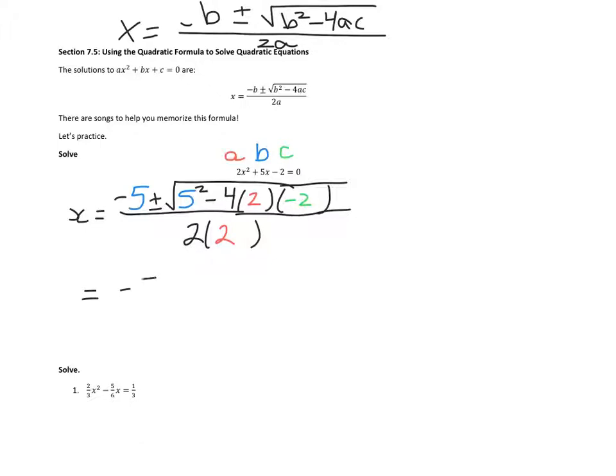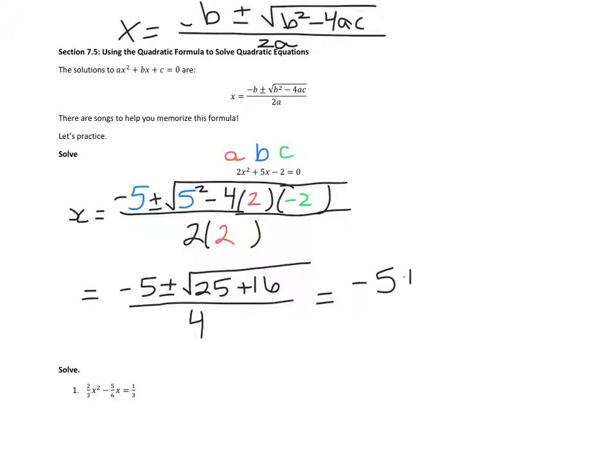So 5 squared is 25. 4 times 2 is 8, times negative 2 is negative 16. So minus a negative 16 is plus 16, all over 2 times 2. Okay, so 25 plus 16 is 41. No perfect squares in that, so we're going to leave it. It's completely simplified. And then we're going to divide it by 4.